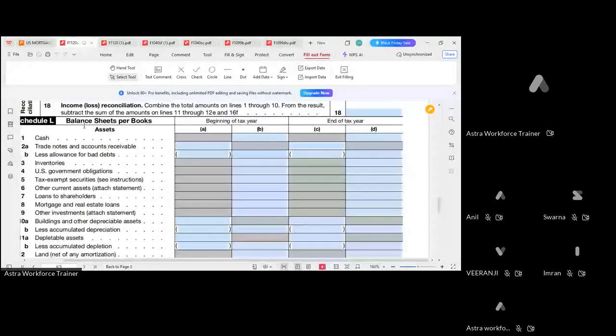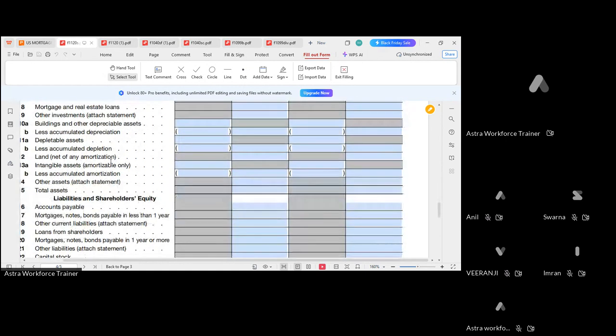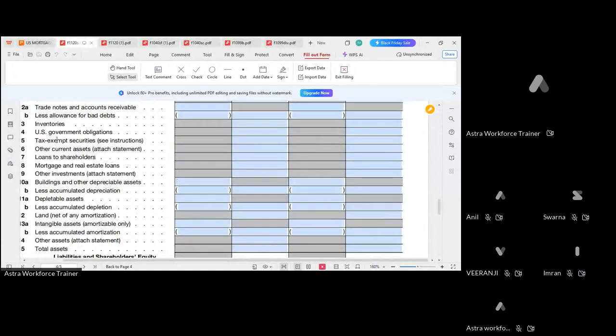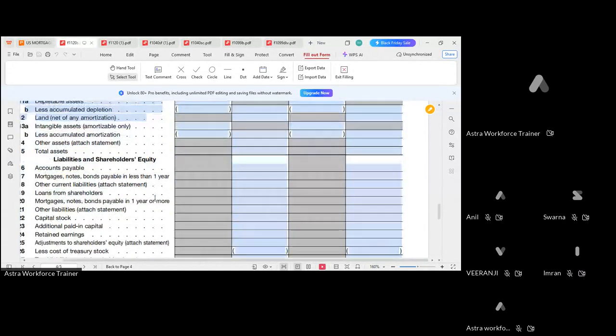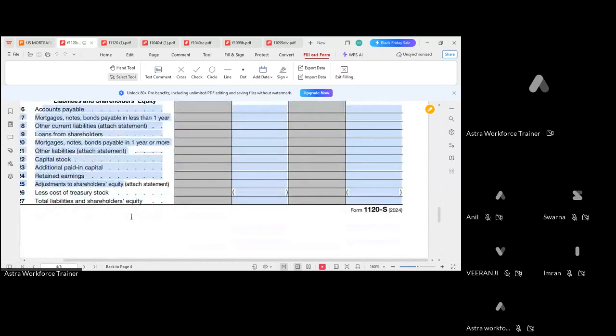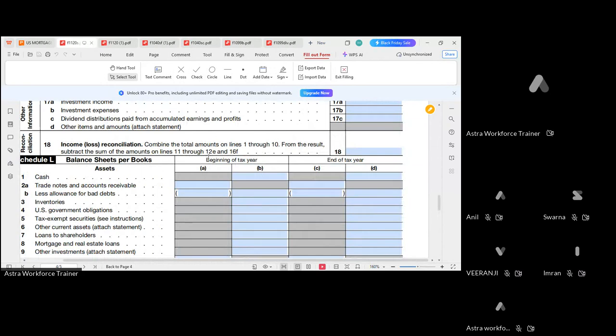So this is a balance sheet per book. That means they will give the cash flow analysis, and they will also give the balance sheet, but that has to be matched with Schedule L from the 1120. What income will they get? What are the expenses? And for the last 2 years you will get the beginning of the year and the end of the year balances.